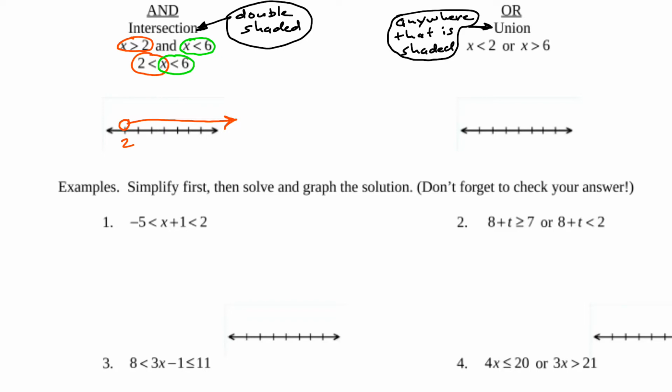Now let's graph our other inequality, this one right here, x is less than 6. Let's graph that one in green on the same number line. So let's put 6 on here, right here in green. That does not have the equal to bar either, so that's going to be an open circle at 6. And this one is all the real numbers x less than 6, so we're going to shade to the left of 6.